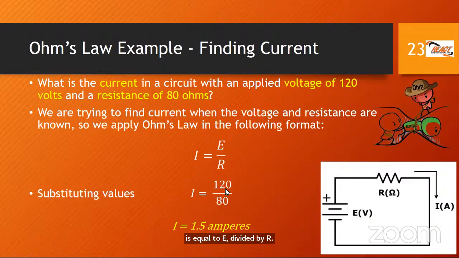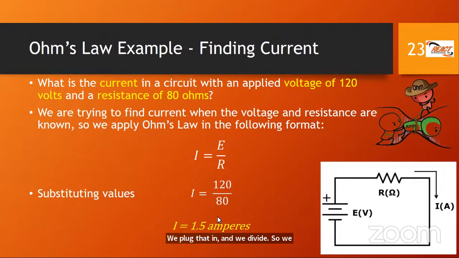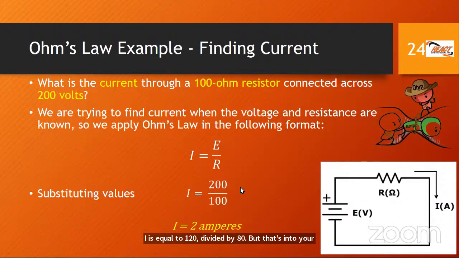We write that down, and then we substitute now. We are looking for E. What is E? E is the electromotive force, the voltage, and the voltage is 120. So we plug that into the formula here. We are looking for R. What is R? They gave us R. R is resistance, 80 ohms, 80. We plug that in, and we divide. So we have I is equal to 120 divided by 80. Put that into your calculator, 1.5 amps. Let's do another one.